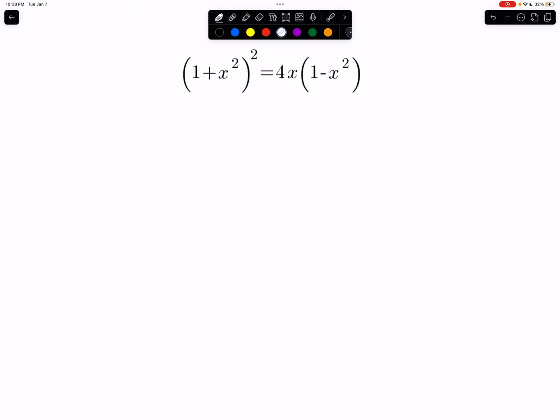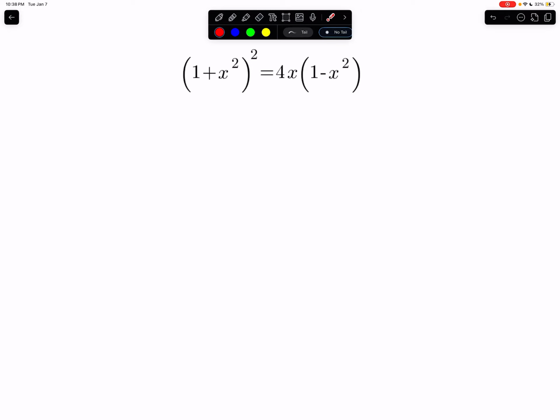All right. So you're given a problem like this. (1 + x)^2 = 4x(1 - x)^2. Man, if only this wasn't squared.